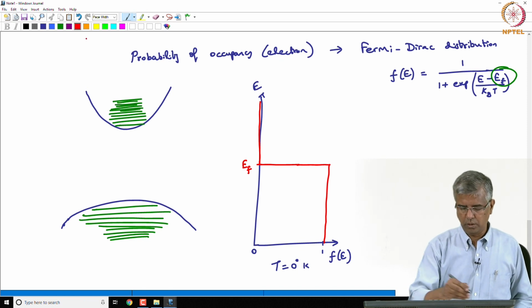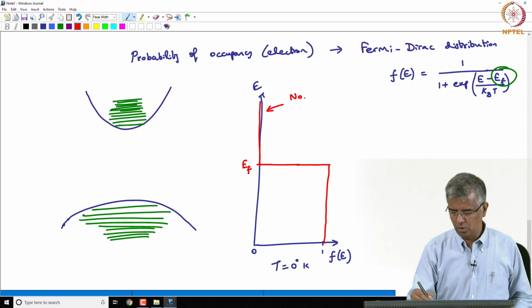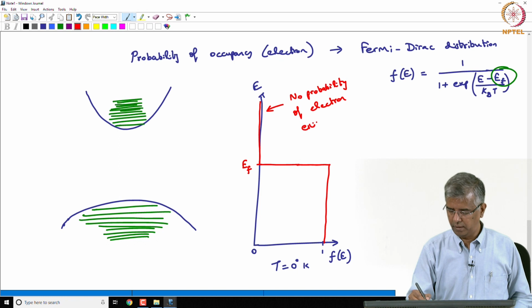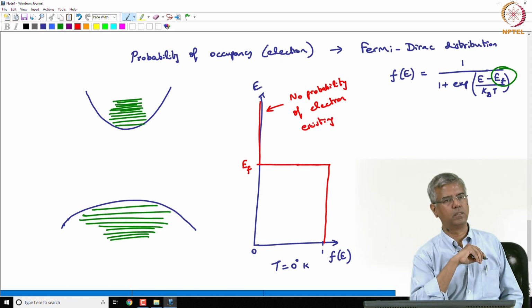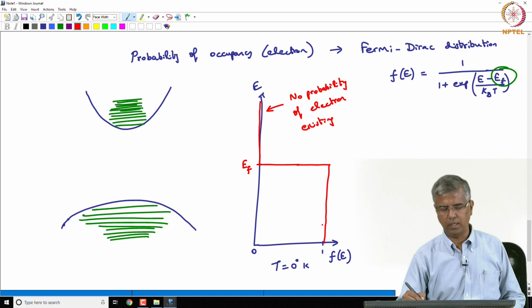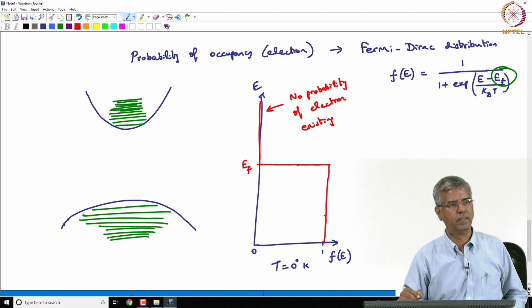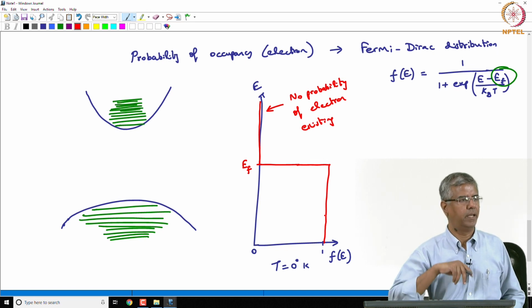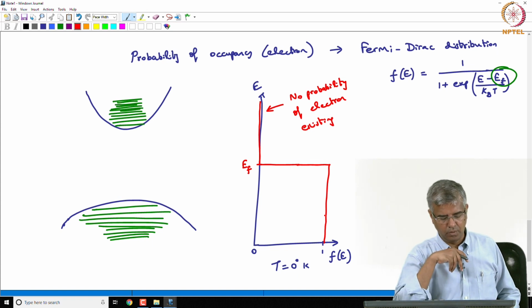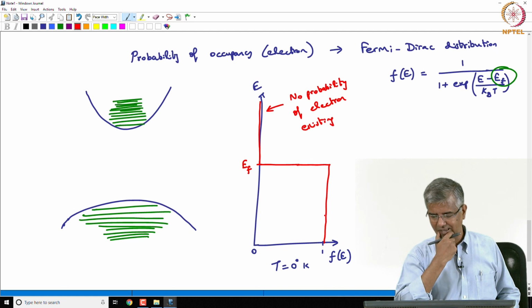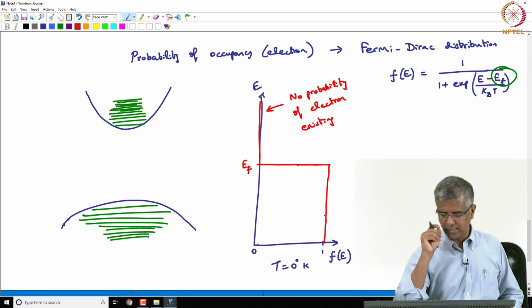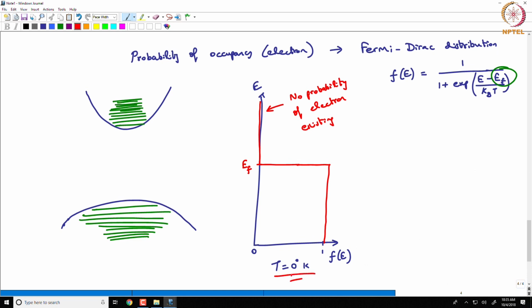So what this means is no probability of electron existing in these regions, okay. Whereas you have a probability of 1, right. So, you can say for sure that the electron is going to be existing in one of these valence energy levels. Okay. So, that is at T equal to 0 degree Kelvin.